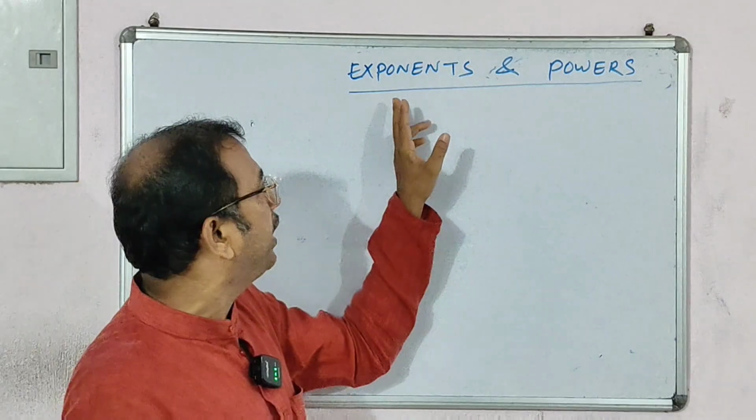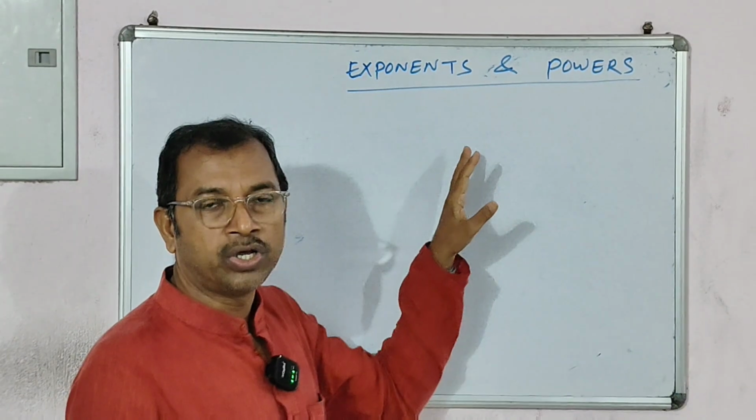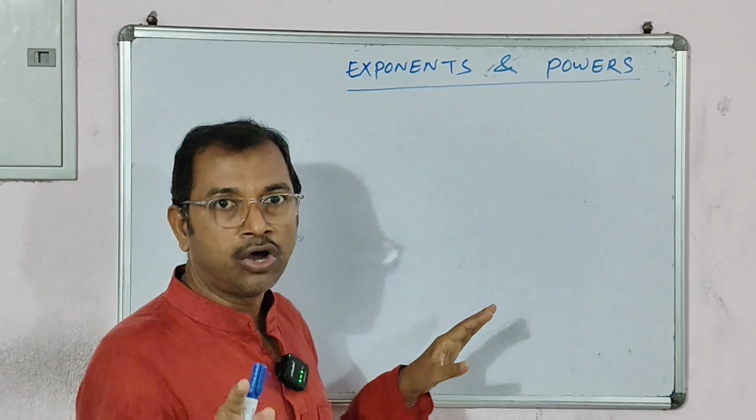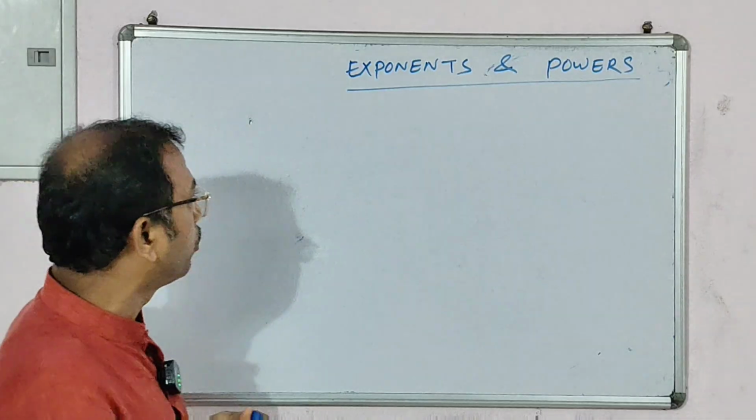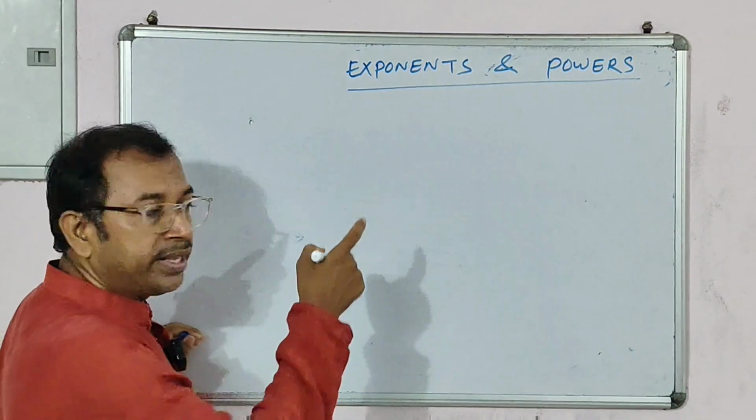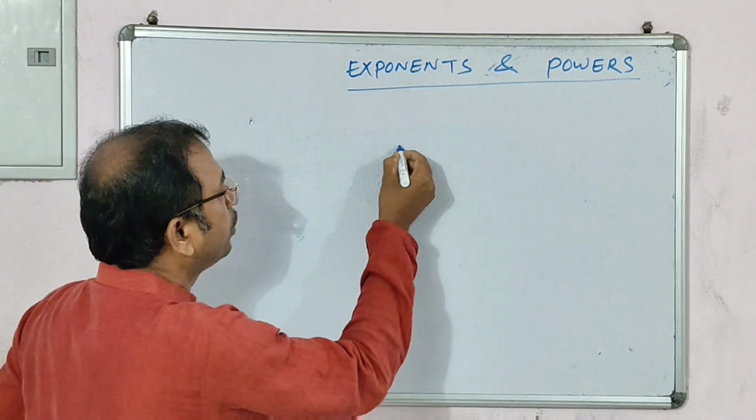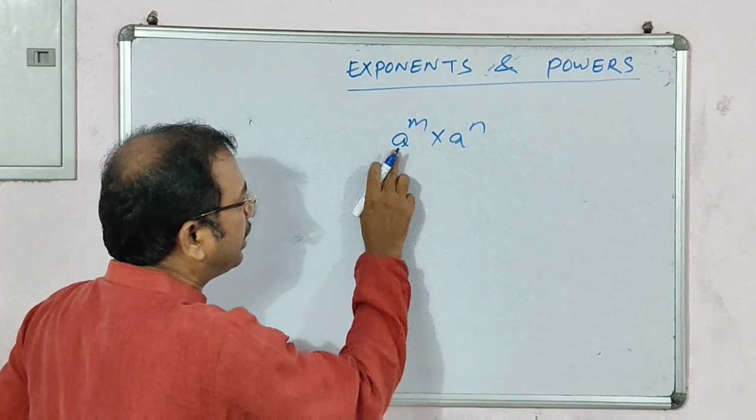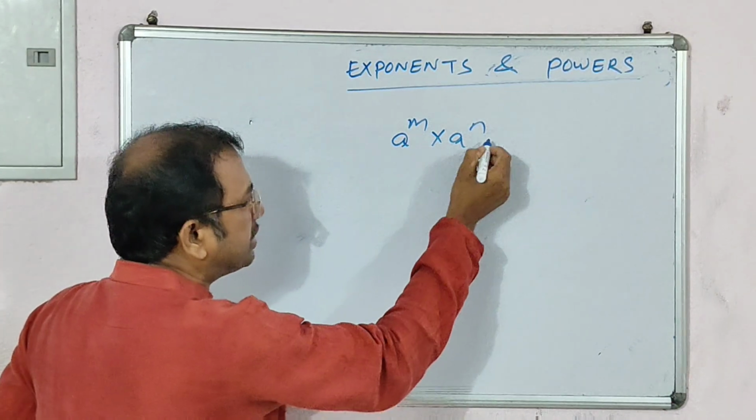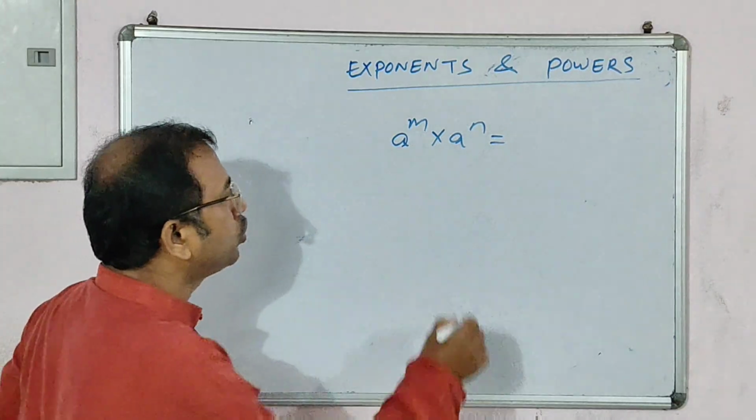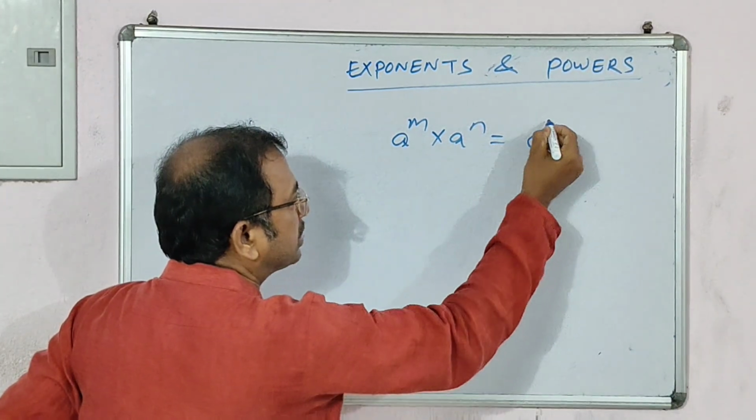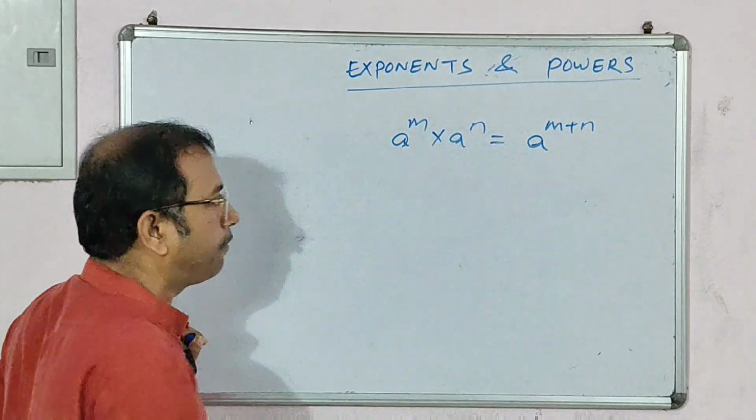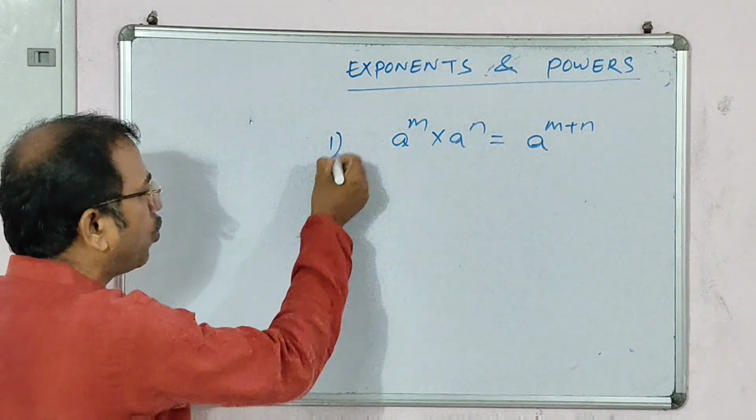पिछले क्लास में हमने एक्सपोनेंट एंड पावर्स का जो कंसेप्ट आपको समझाया था, अभी इस बार एक रिवीजन करेंगे। देखो, जो रूल है, इस रूल को एक बार रिवाइज करो। रूल क्या है? a to the power m into a to the power n, same base. When base is same, then what will do? So you have to add their powers keeping the same base, a to the power m plus n. This is rule number 1.